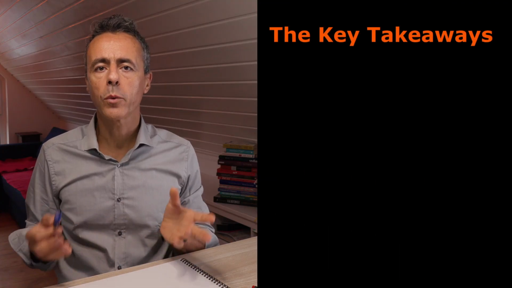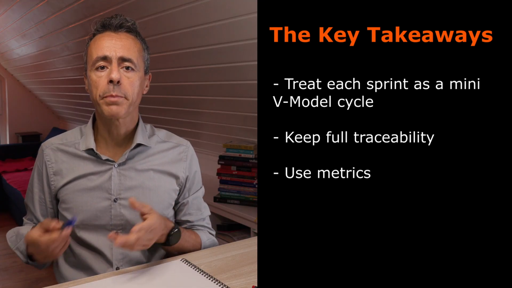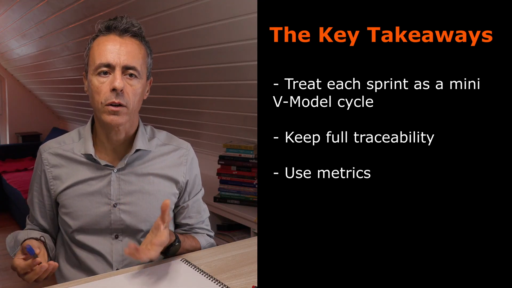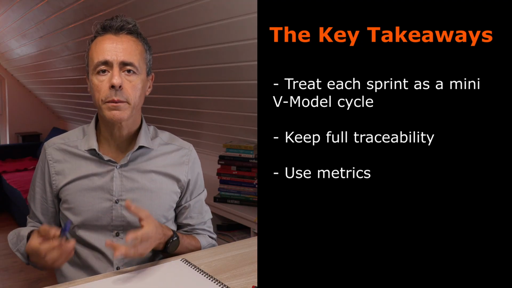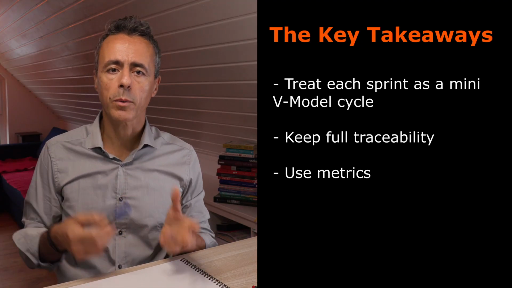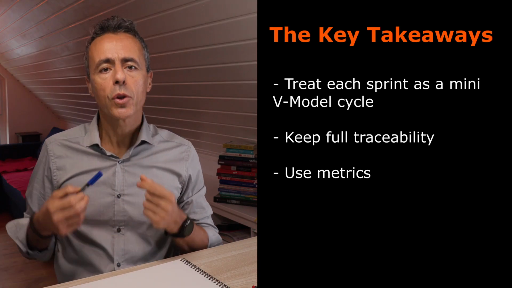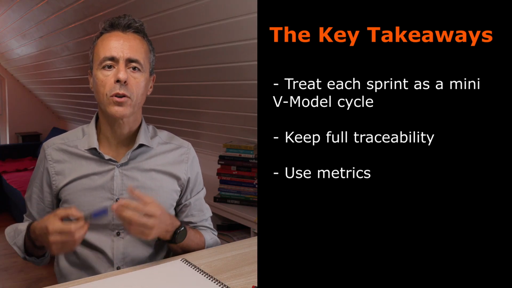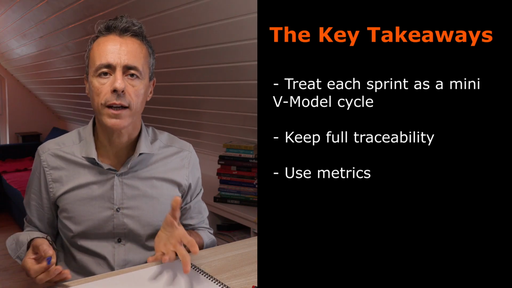So here are the key takeaways to ensure functional suitability in Agile. Treat each sprint like a mini V model cycle. Requirements, design, implementation and test. Keep full traceability. Link user stories to requirements, architecture, design, code and test cases. Use metrics to track completeness, correctness and appropriateness incrementally, so nothing is left to chance.